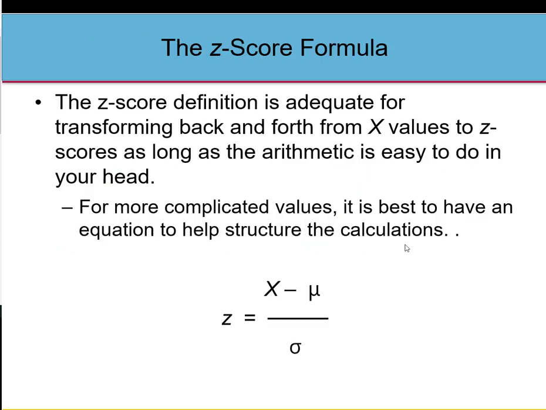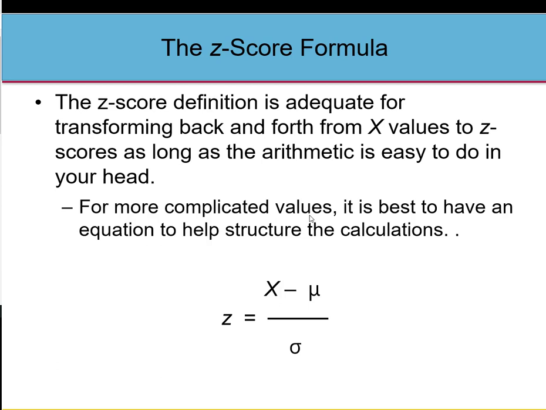so this is considered an average score. So the z-score formula, and I'm showing it to you because you'll see it again, you'll see it as a t-score, but we're not going to do much hand calculation. I'm going to show you how this is done, and then we're going to let the computer do it for us. But a z-score definition is adequate for transforming back and forth from x values to z-scores, as long as the arithmetic is easy to do in your head.